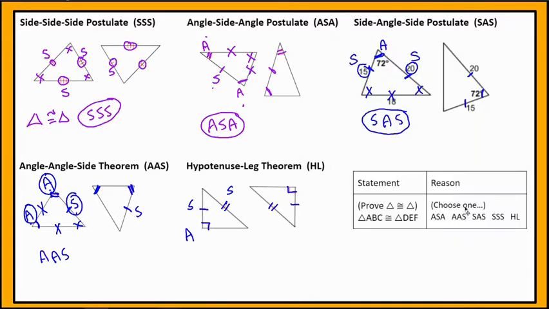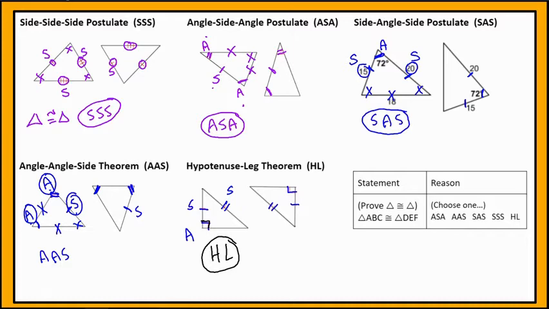However, I can see that we have the right side-side angle. So when you have the right side-side angle, this is hypotenuse leg. So don't ever use side-side angle unless it's the right side-side angle.